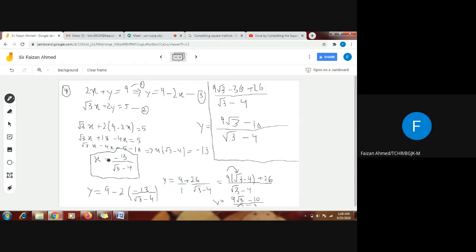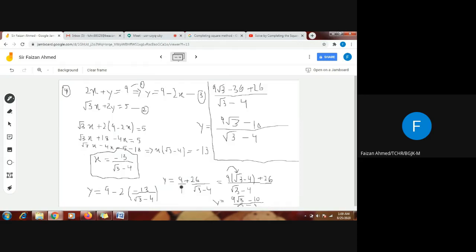And then since I have got the value of x, I will put it in equation number 3 to get the value of y. y is equal to 9 minus 2x, so 2 will be as it is, and the value of x will be in a bracket. This minus and this minus will be positive, and 2 times 13 is 26. So now I have 9 plus 26 upon root 3 minus 4, so I will take the LCM.